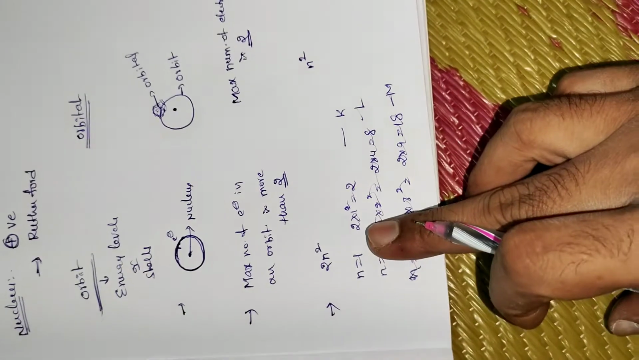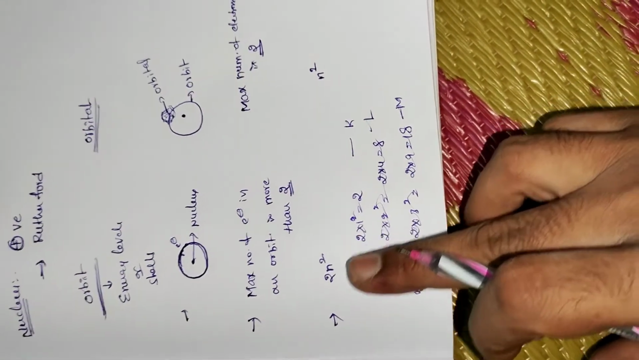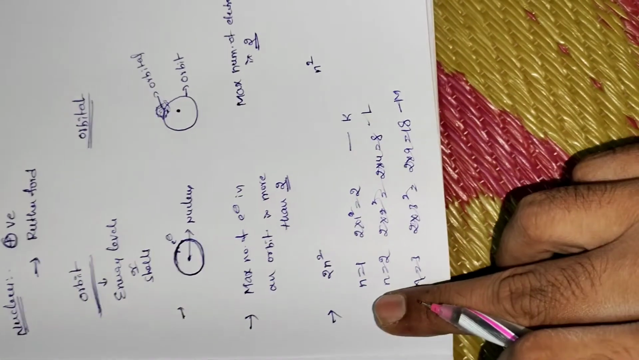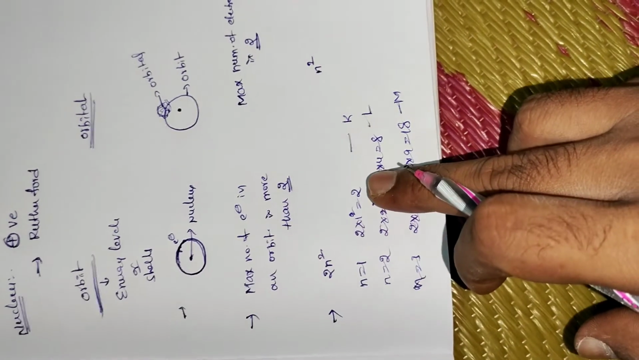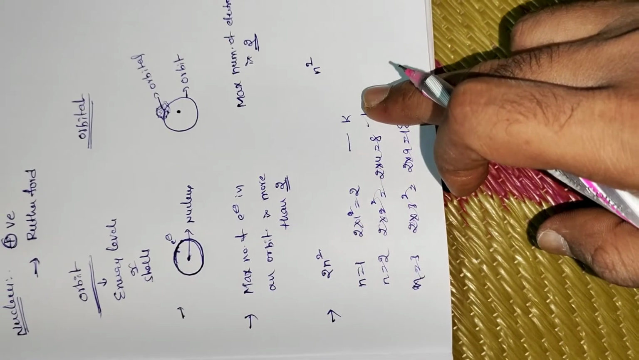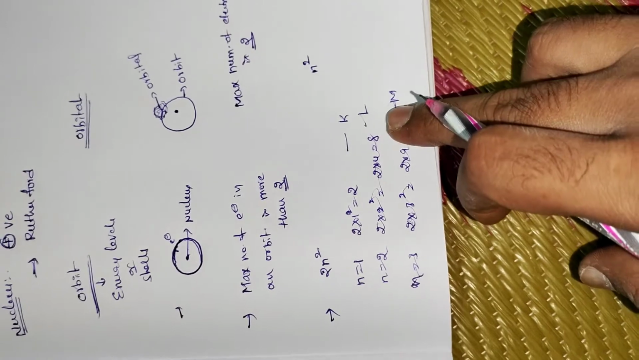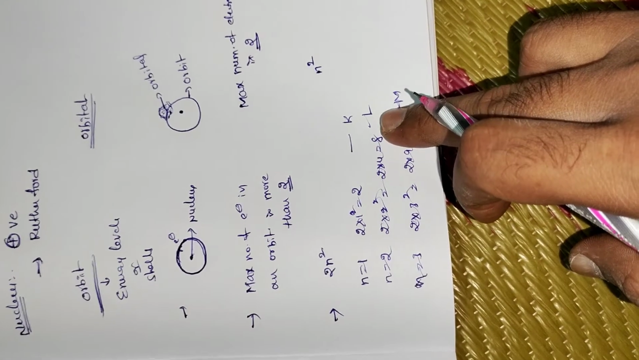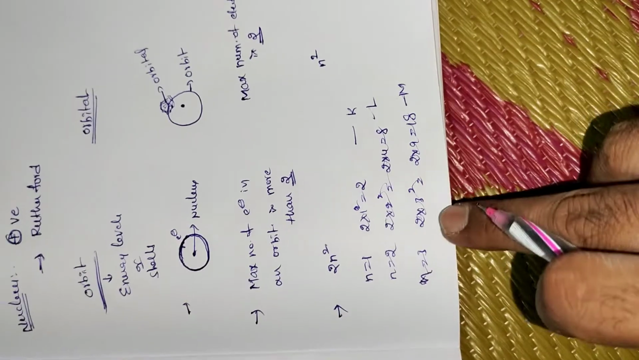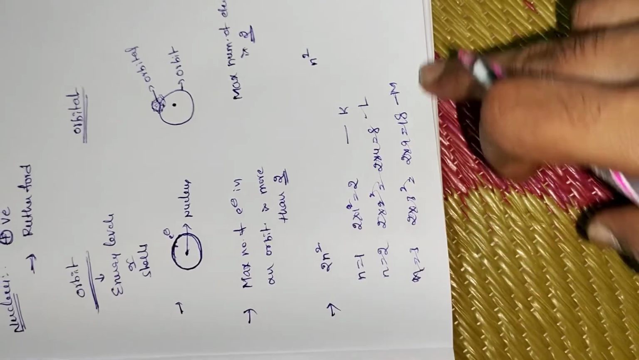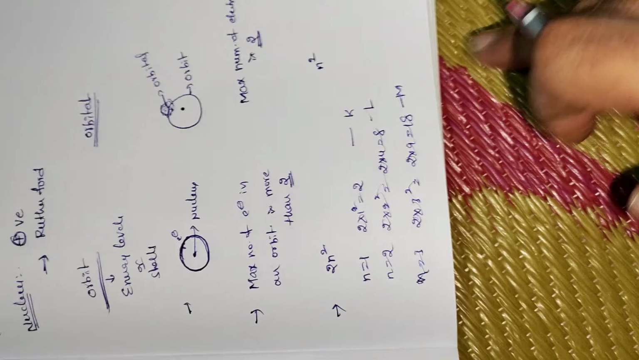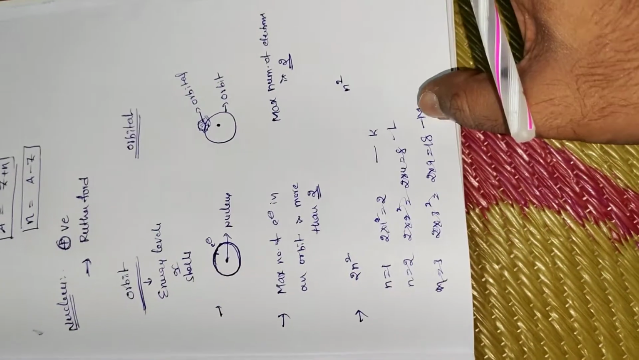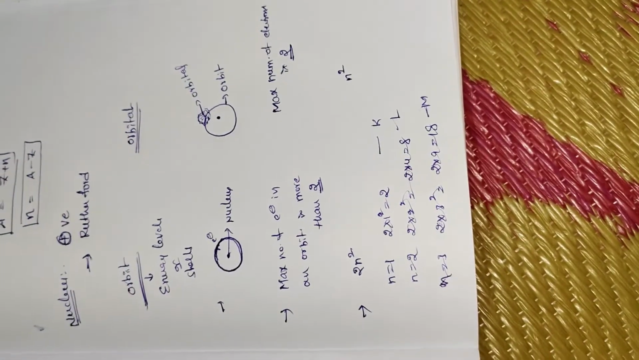Maximum number of electrons present in an orbit: what is the formula? 2n square. First orbit means 2 into 1 square is equal to 2, only 2 electrons present in the first orbit. In the second orbit, 2 into 2 square, total 8 electrons. n is equal to 3 means the third orbit. Like this, you have to calculate the number of electrons present in an orbit.